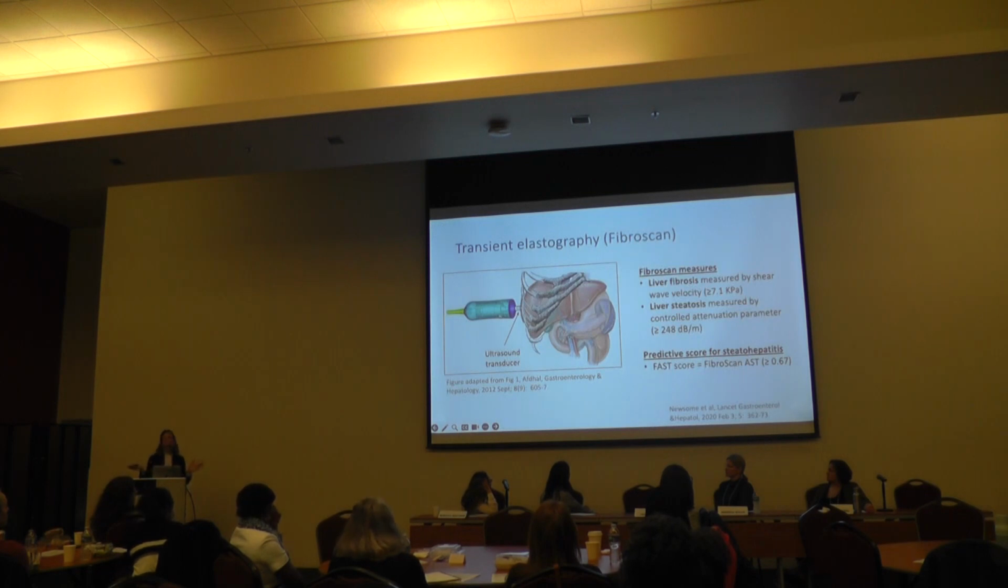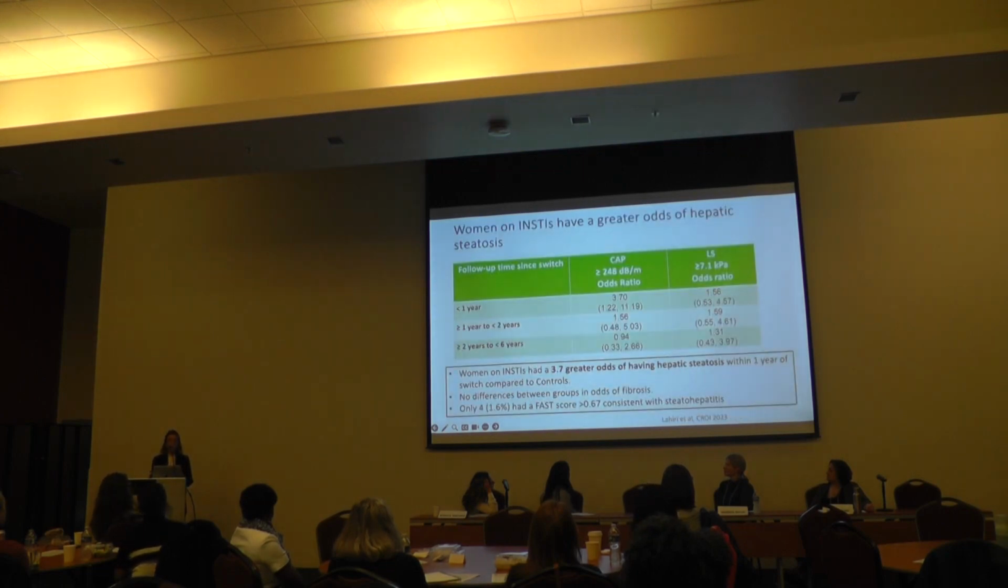But how does this correlate to what we see on imaging? This is where the transient elastography or FibroScan data came in. As you know, FibroScan can measure liver fibrosis as well as liver steatosis, and then it can be incorporated in a predictive score to look for steatohepatitis. This data we presented at CROI this past year, and we found that women switching to INSTIs did have a 3.7 greater odds of having hepatic steatosis within 1 year of switch compared to controls. But then things seemed to balance out, and we didn't see that increase in odds at later time points.